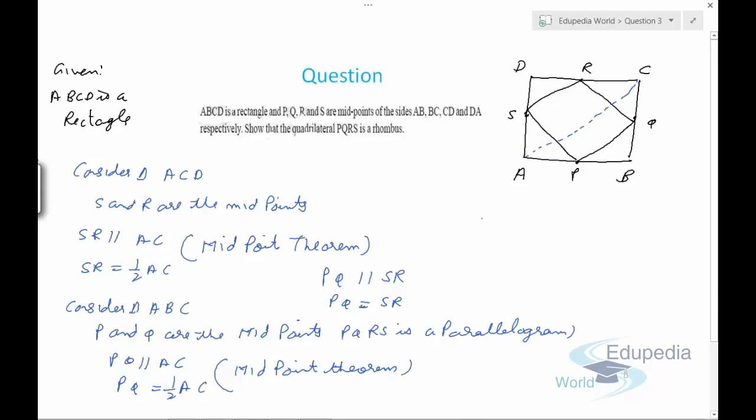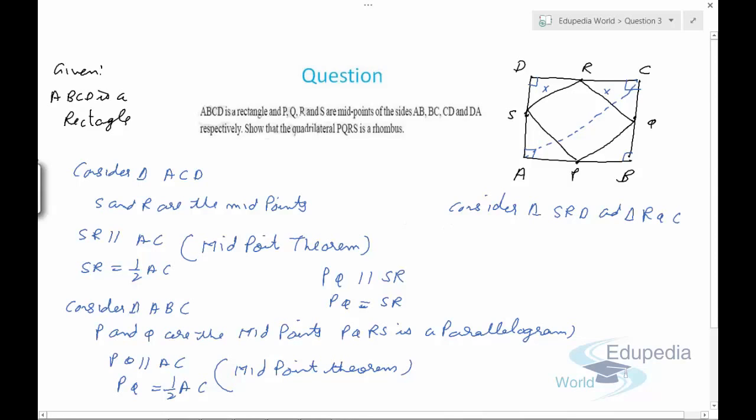Now we need to prove that PQRS is a rhombus. Since ABCD is a rectangle, each angle is 90 degrees. Now consider triangle SRD and triangle RQC. If we can prove these two triangles congruent, then we can prove that SR equals RQ, and then all sides will be equal, so it will become a rhombus. So let's see how we can do this.